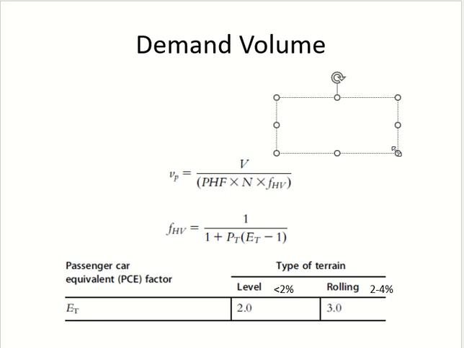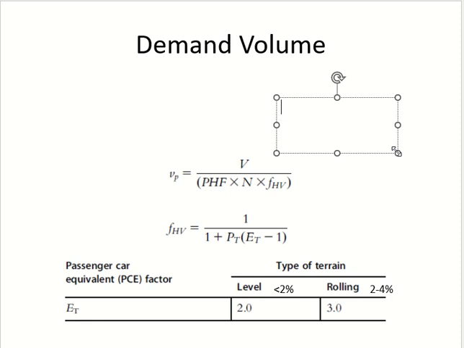Number of lanes. Number of lanes are given? No. We have to find out, right? N is unknown. What about FHV? Given, right? So now there are two unknowns.